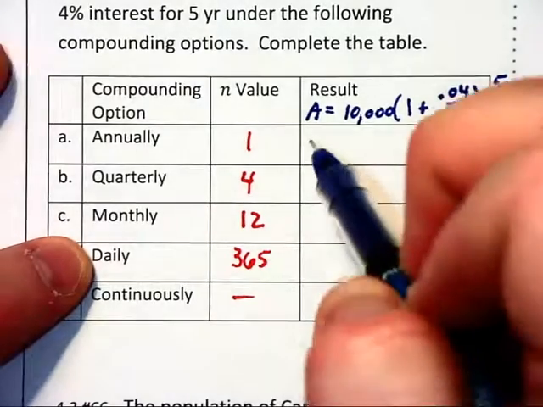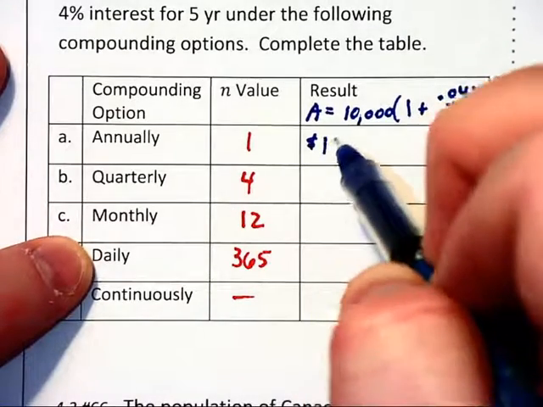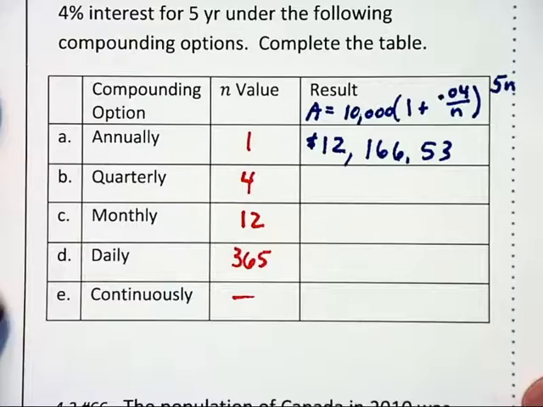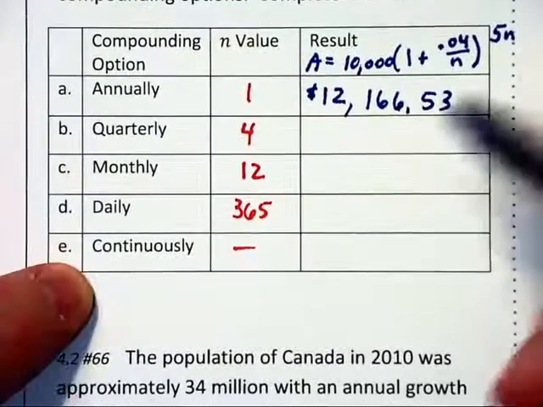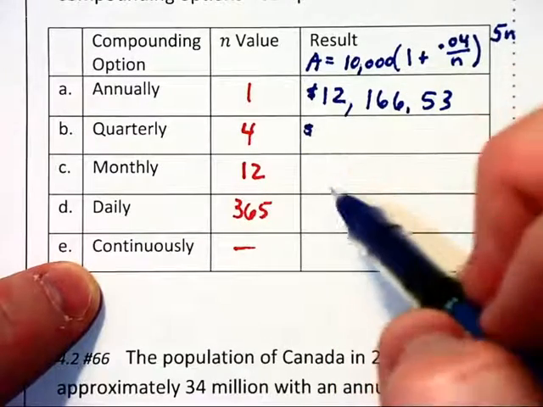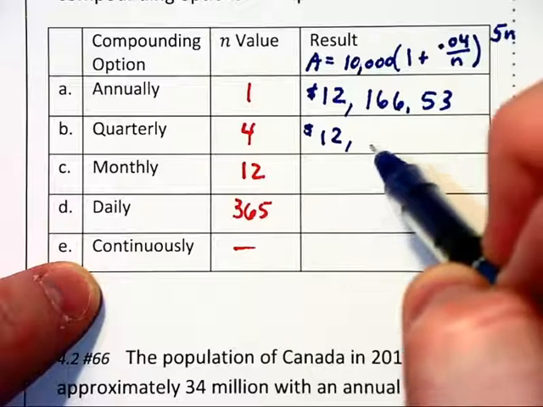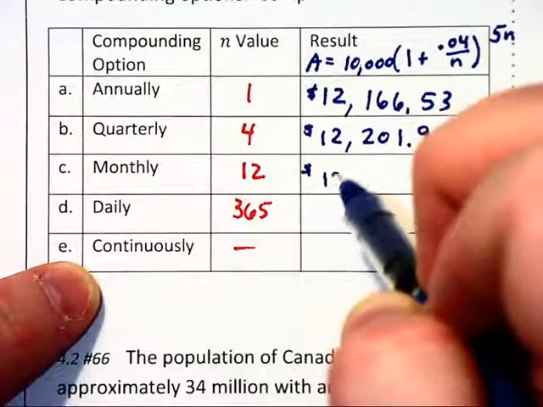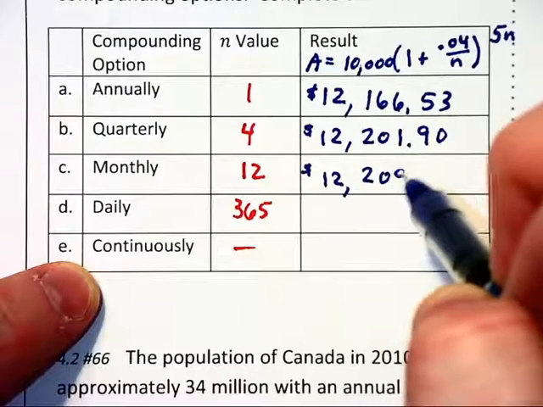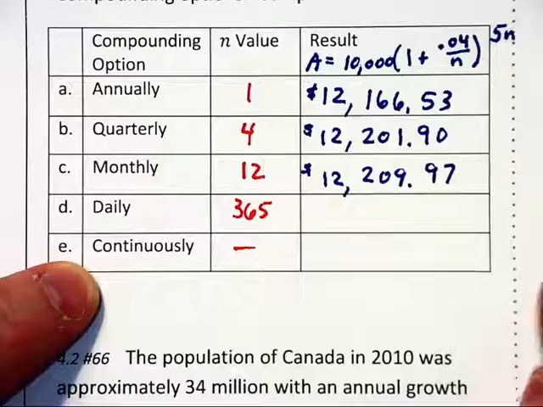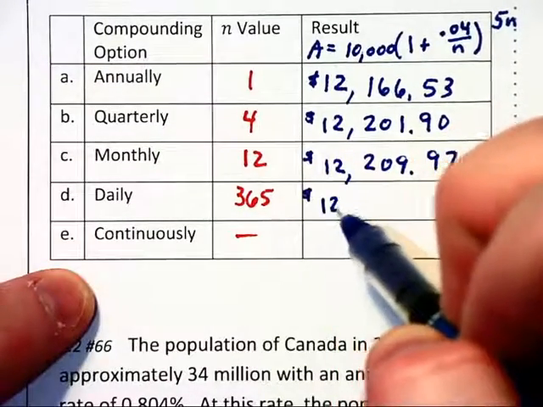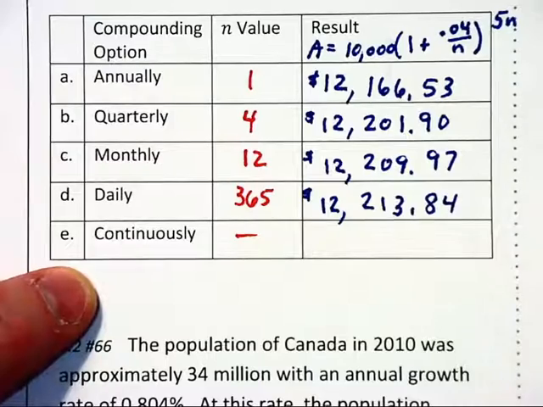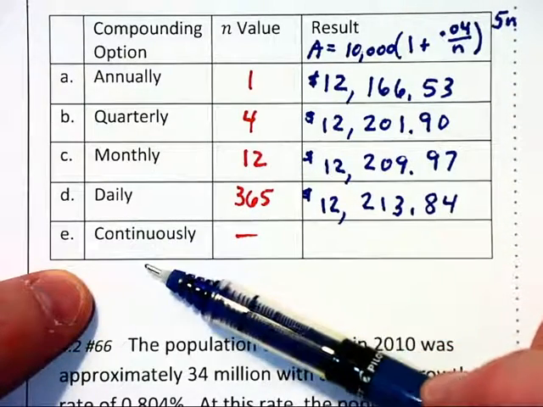It should be, when you compound this once per year, after 5 years you earned $12,166.53. It makes sense to round to the nearest hundredth because that represents the nearest penny. When you compound quarterly, the amount of money that will be in your account after 5 years is still $12,000, but it jumps up to $12,201.90. Compounded monthly, it jumps to $12,209.97. Daily, it jumps to $12,213.84.